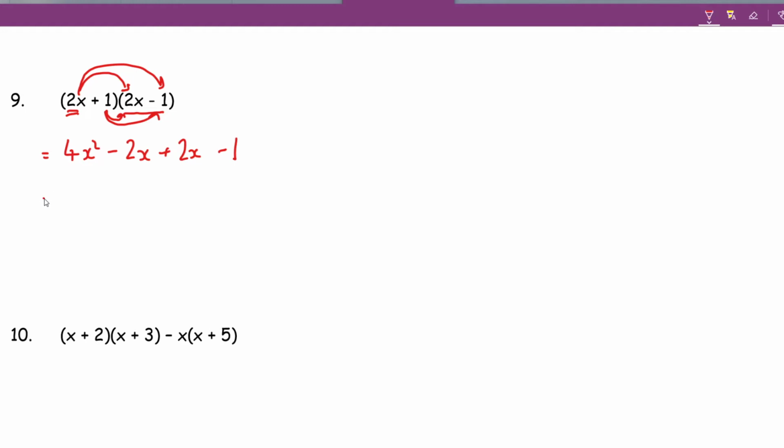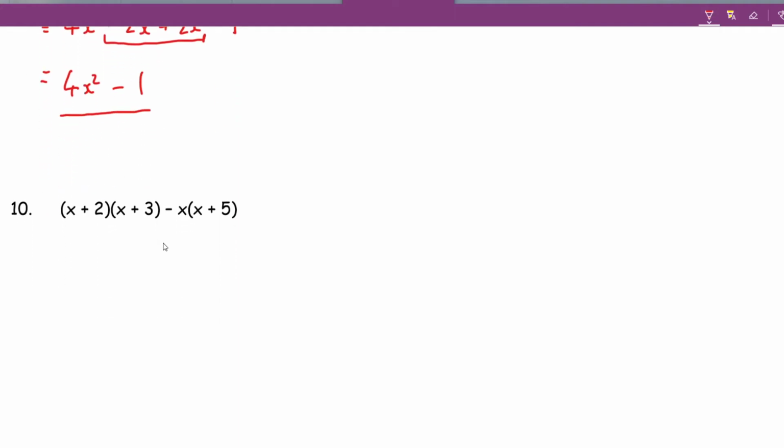Now, what happens here when I say something magical is going to happen, when it's the difference of two squares, what you end up getting is this middle term will disappear because you get minus 2x plus 2x, which will equal 0. So you just end up with 4x squared, which is my first square number, minus 1. Now, don't forget 1 is a square number. 1 times 1 is 1. Okay, so this is known as the difference between two squares. Okay, that's what you've just done there. The middle term disappears.